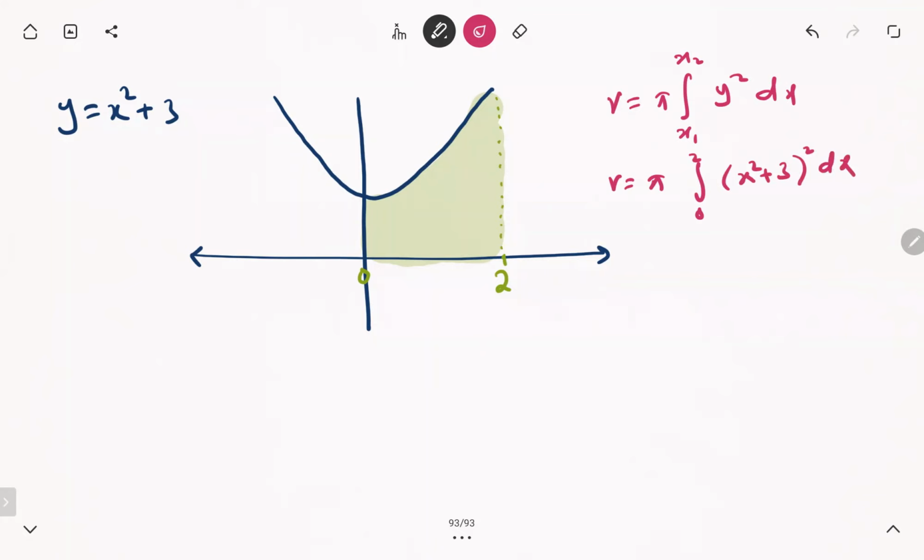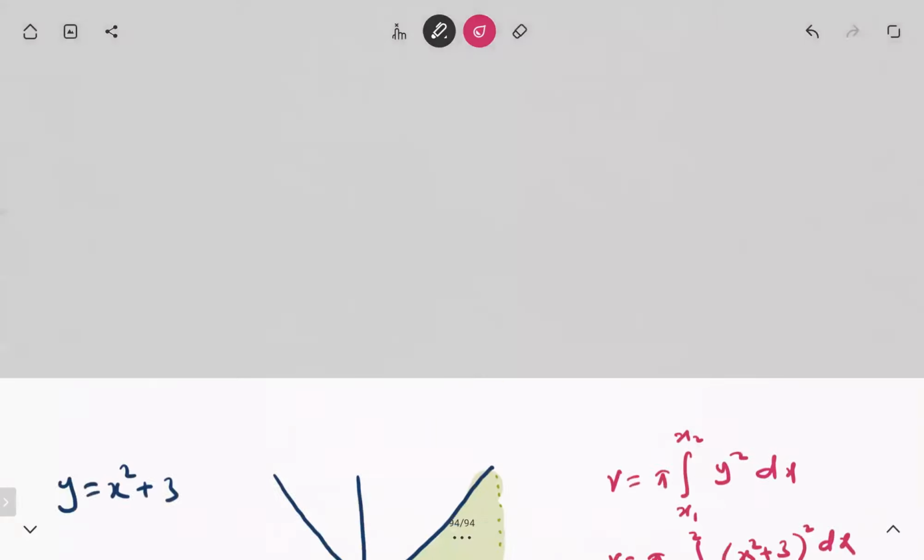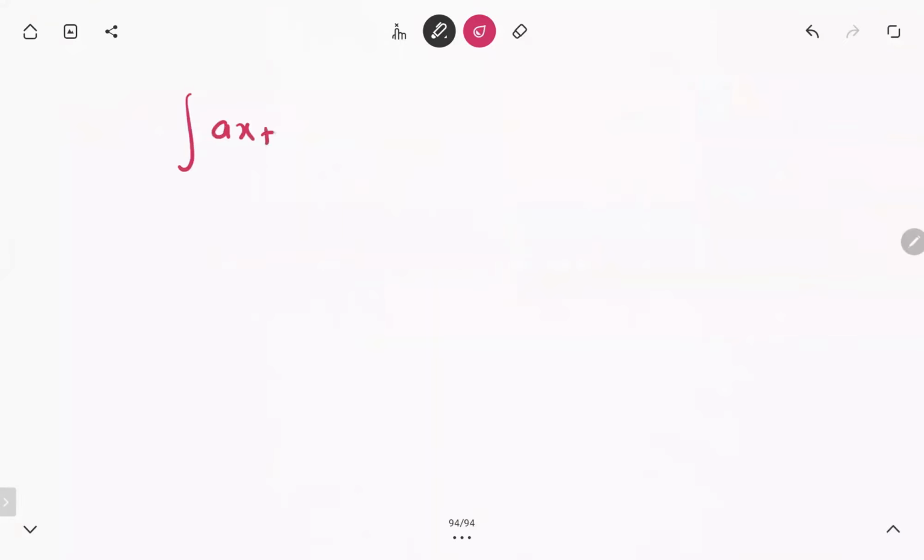How to integrate this? My question here, please see. Can we apply that whole power rule here? Ayan, Umar, Ania, Sohaib, my question is, can we apply that whole power rule here to integrate? Yes or no? I hope you remember I'm talking about this rule. Can we apply this rule? Because there's a whole power.